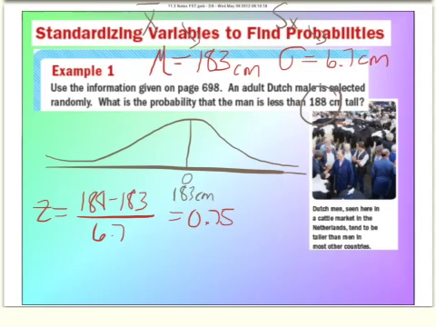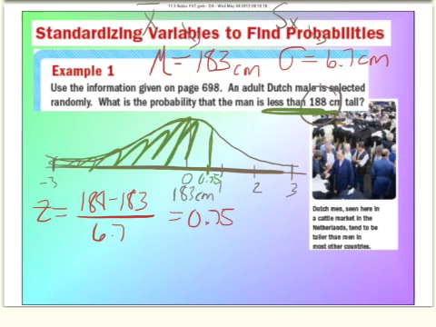Remember, our Z-scores are going to typically range from +3 to -3. So I'm going to put in the 1 and the 2. And we're talking a 0.75. So the 0.75 is going to be about right here. So this is a Z-score of about 0.75. They want to know the probability that a man is less than that. So they want to know this area under the curve. And that is associated with the 188 centimeter male, by the way.